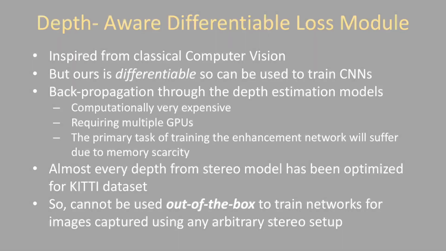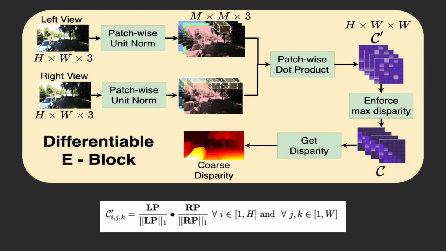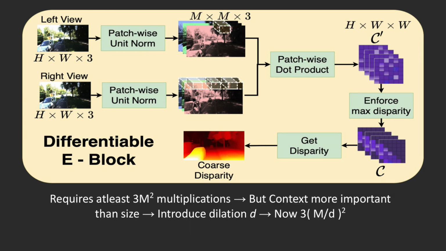Our depth-aware loss module is inspired from classical computer vision techniques, but it additionally allows backpropagation to train neural networks. Since our loss module is based on classical methods, it can be used out of the box to train any neural network for arbitrary stereo settings. Our loss module in essence searches for pixel correspondences between the left and the right views by using normalized patch correlation. But we found that this step is compute heavy and realized that more than the patch size, it's the context which is more important. We thus introduced a dilation term to reduce the complexity, and please refer to the paper for details.